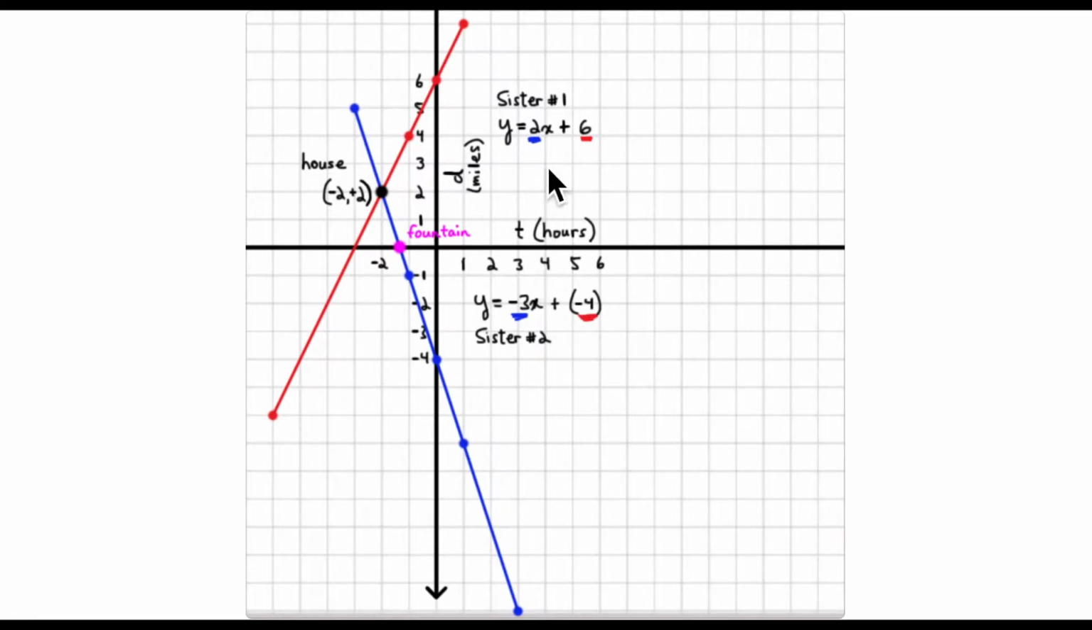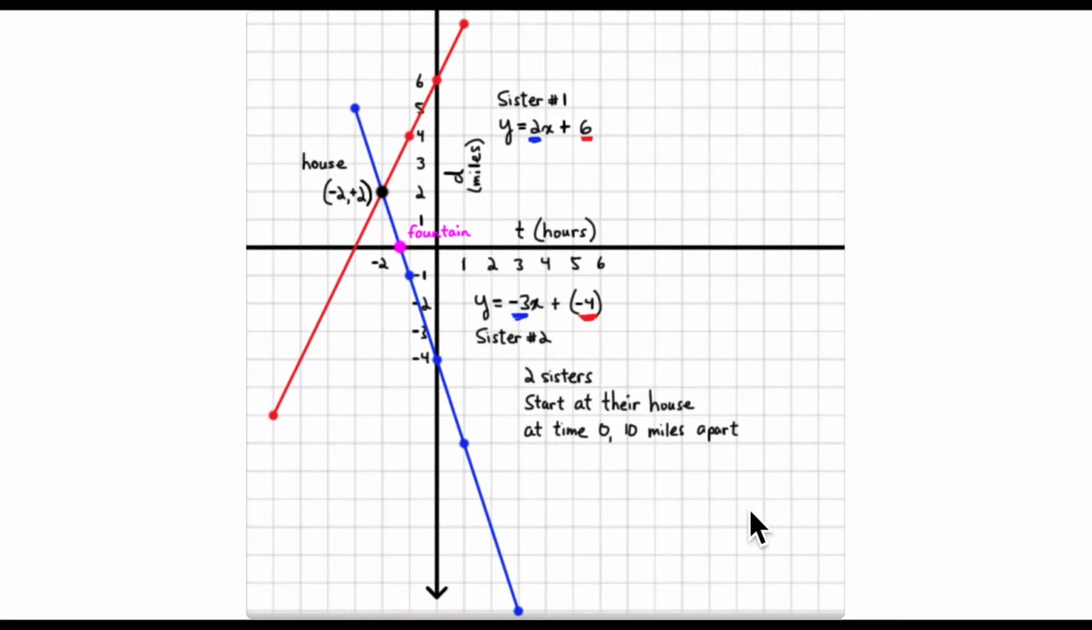Also notice that the time that they travel is equal to each other. So x is going to be equal, and the location of the house is the same for both of them. So x is going to be equal for both equations, and y is going to be equal for both equations, which turns out to be the intersection of both equations.